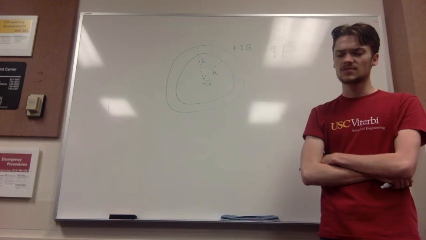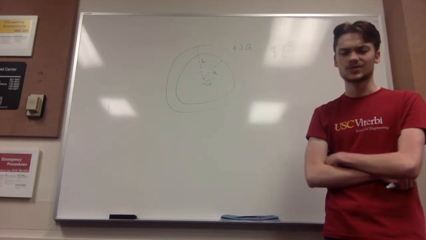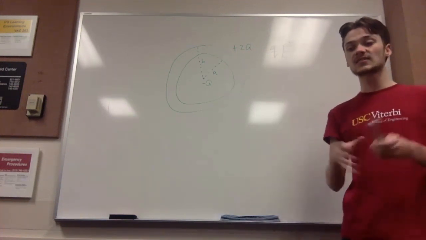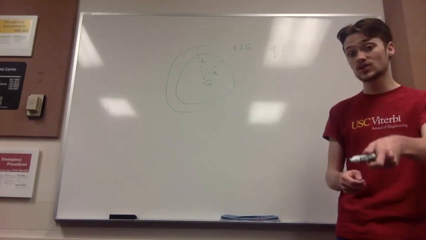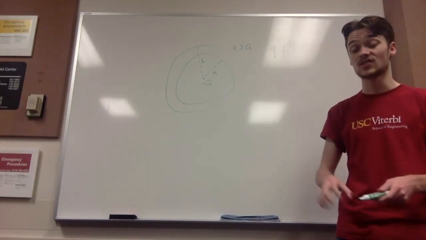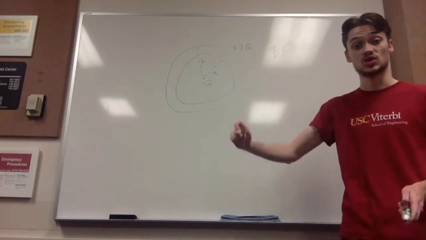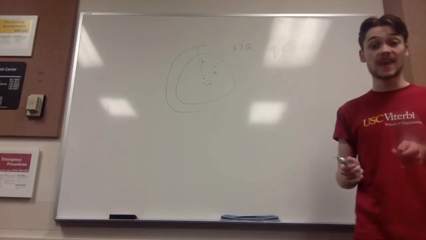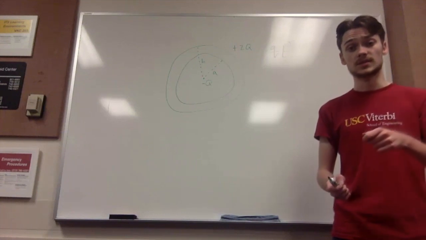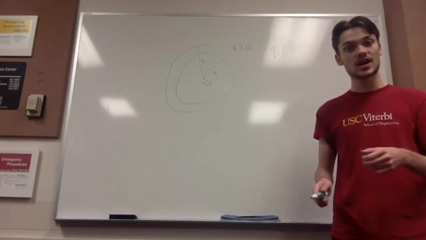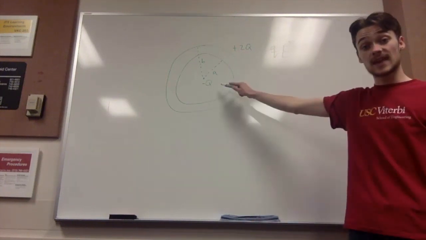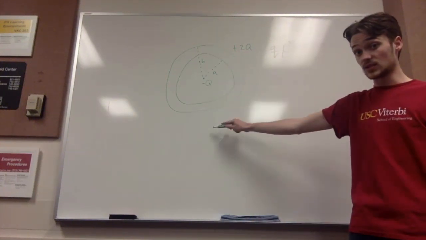For my sake, just please imagine that these are circular. So we have a conducting spherical shell surrounding a point charge. The point charge has charge negative Q, and the shell has charge plus 2Q. The shell has an inner radius of A and an outer radius of B. We are going to need to find the electric potential, the voltage, at 3 regions: inside the cavity, inside the shell, and outside the shell.